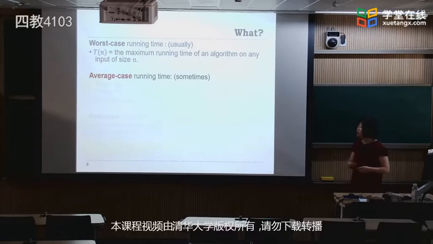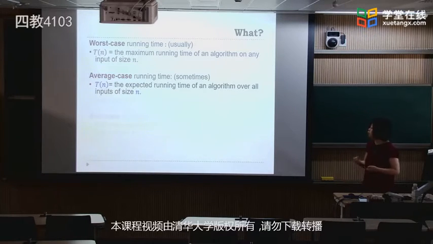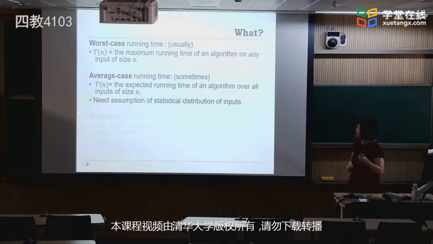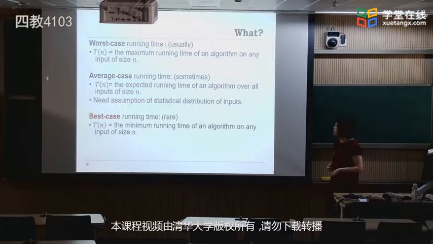Sometimes we are also interested in average case running time, and that is the expected running time of an algorithm over all inputs of size n. In order to calculate the average case running time, we need to make assumptions on input distribution and use probabilistic analysis techniques. And the third case, best case running time. Here T(n) equals the minimum running time of an algorithm on any input of size n.